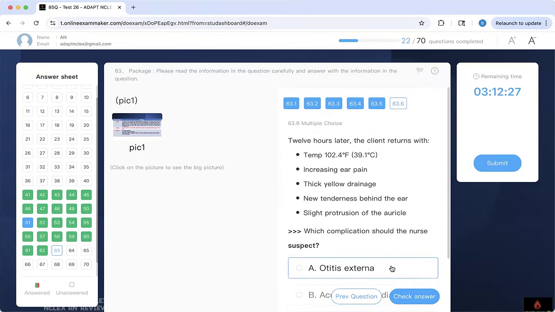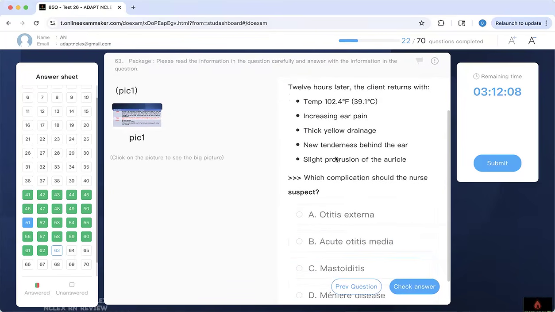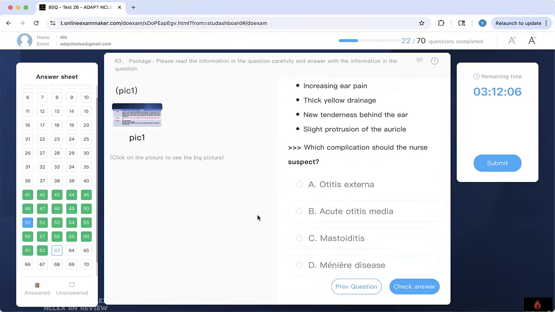Twelve hours later, something else happened. The client returned with more fever. Now temperature is high. There's increased ear pain. Ear is very painful. There's more discharge. And then when you have tenderness behind the ear and in front of the ear and slight protrusion of the auricle, this is telling you this is more than something. Is this otitis media, acute otitis externa, mastoiditis, or Meniere's disease? You know the answer. This is mastoiditis because now it involves the bone, you have tenderness behind and in front of the ear.